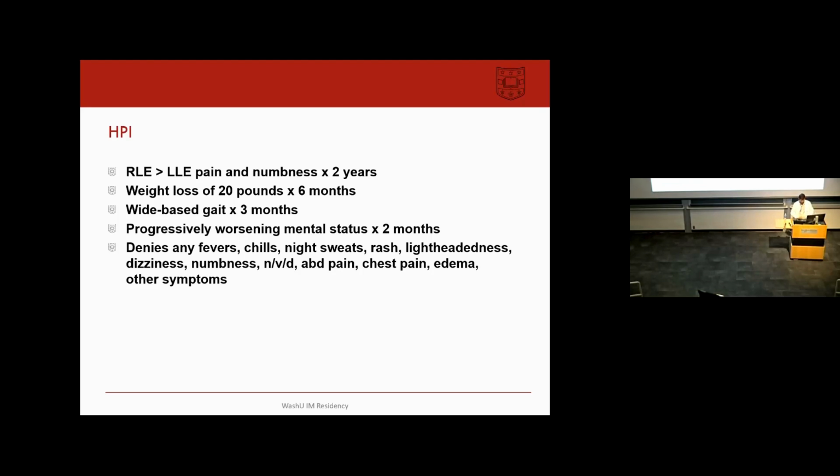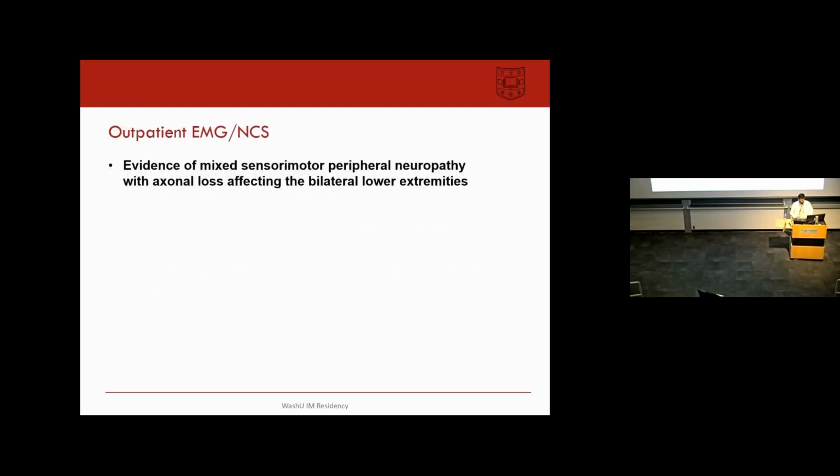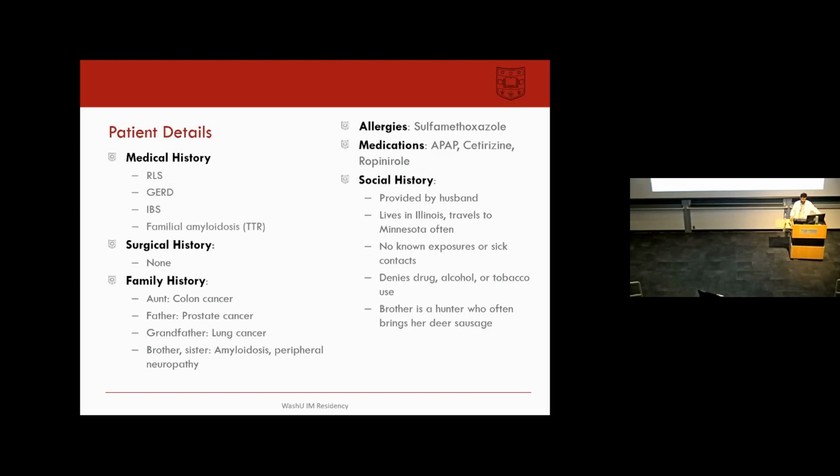Okay, alrighty. I really appreciate the interactive discussion. Let me give you a little bit more information about the patient herself. So medical history, we already went over. It is TTR familial amyloidosis. No surgical history. In terms of family history, some colon cancer, prostate cancer, and lung cancer in her aunt, father, and grandfather, respectively. And then her brother and sister also have a diagnosis of amyloidosis and peripheral neuropathy. Sulfa allergy. In terms of medication, some Tylenol, some cetirizine, some ropinirole.